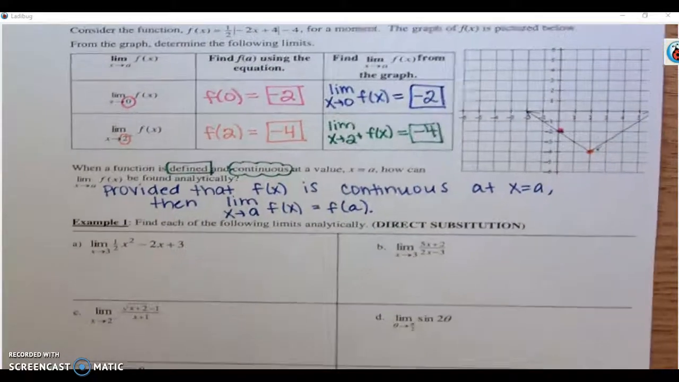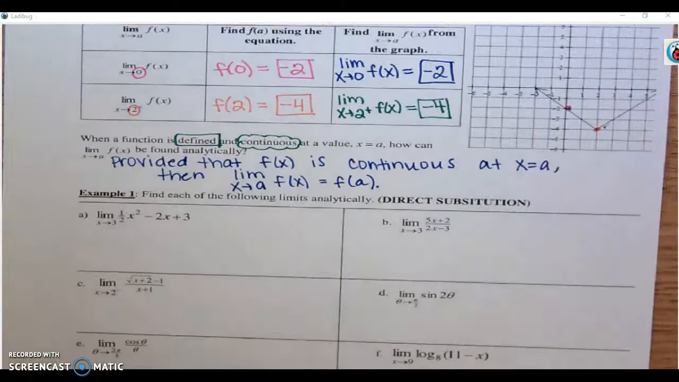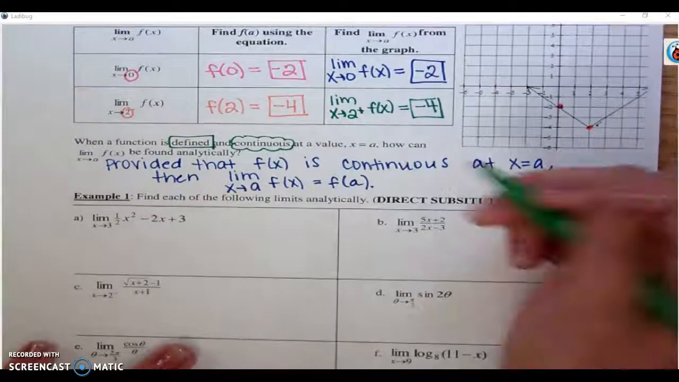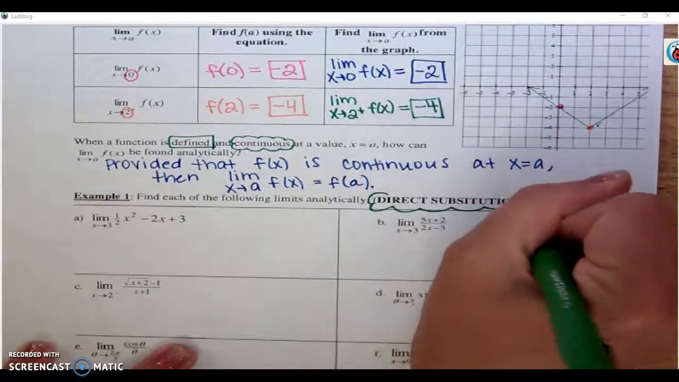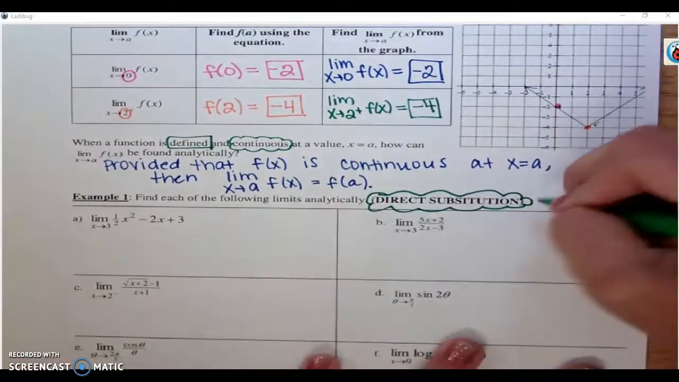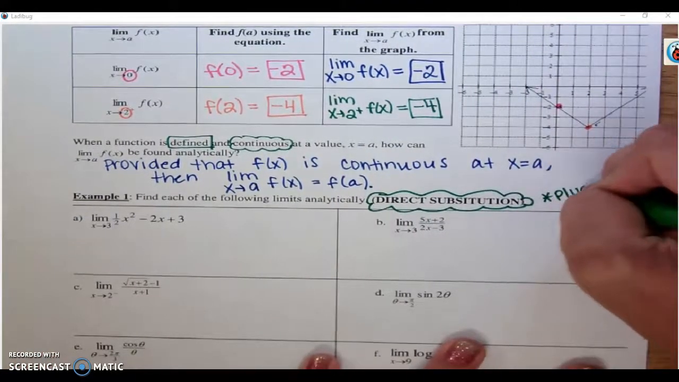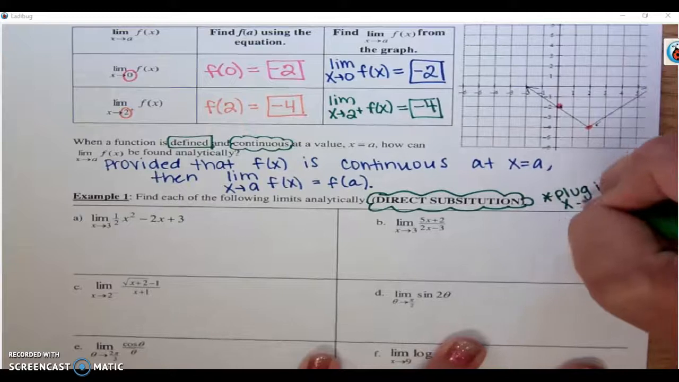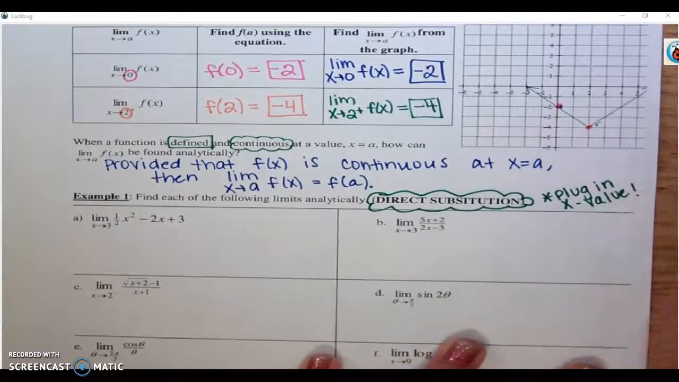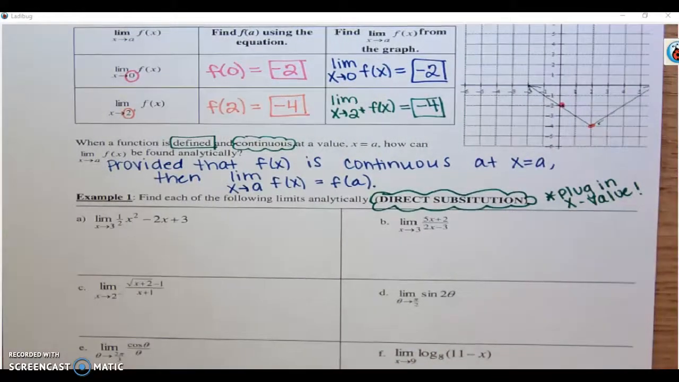So what we're going to do first, and what you're always going to try first, is direct substitution. Direct substitution just means you're going to plug in the x value. You're always going to try this first. If it doesn't work, then we'll have techniques that we're going to use. But if you're doing this algebraically without a graph, then you're always going to try to do direct substitution.